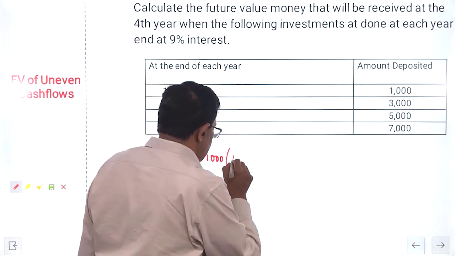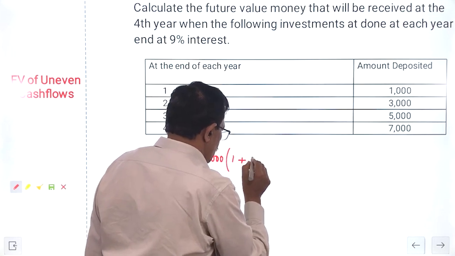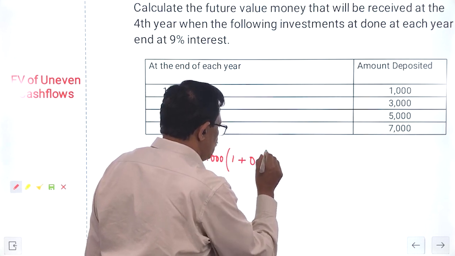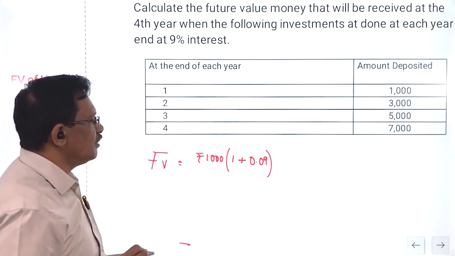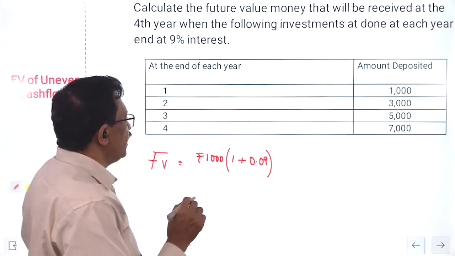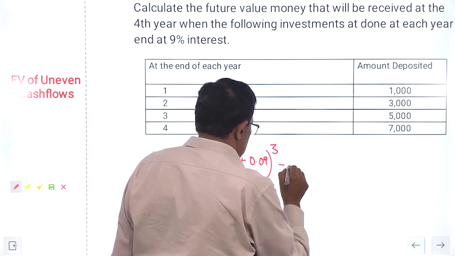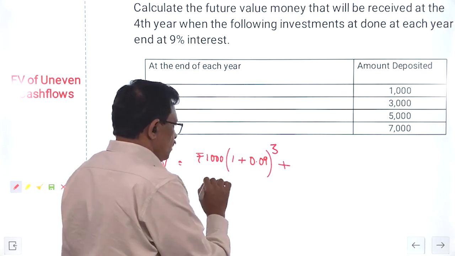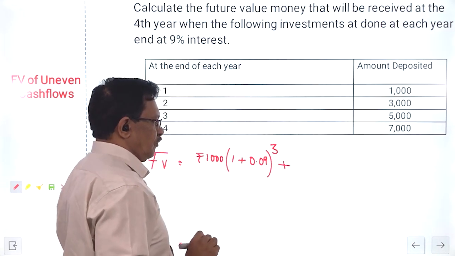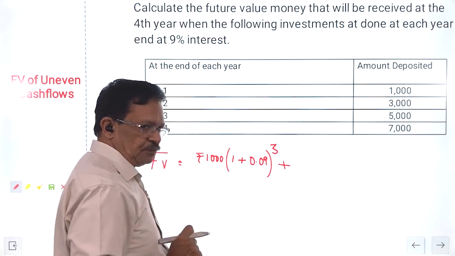And the interest is going to be 9%, so 0.09, because 9 divided by 100 is 0.09. And n here is 3 years. So the first amount, when it goes to this time, the 1000 becomes this value.